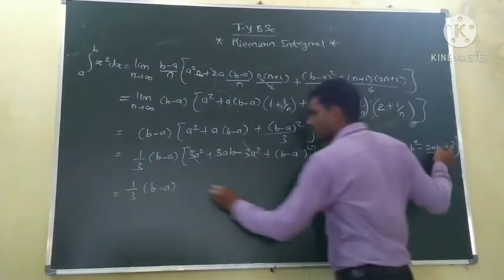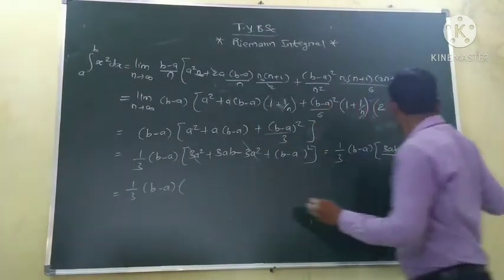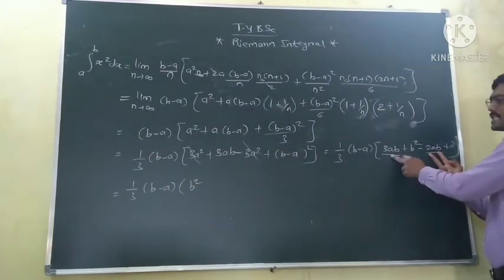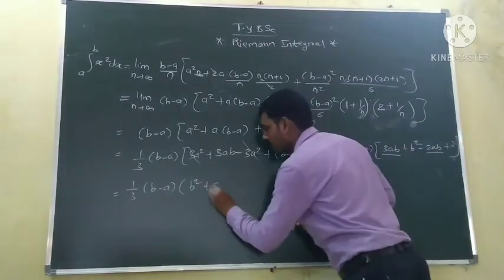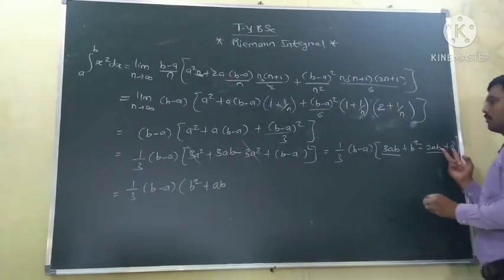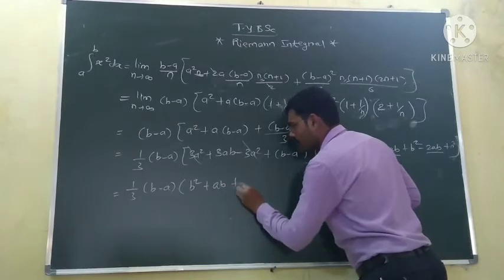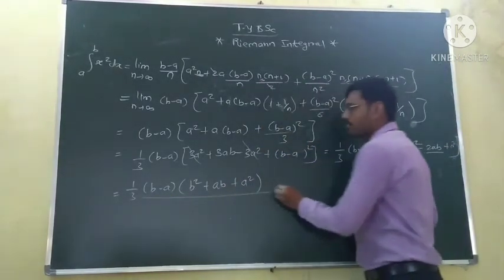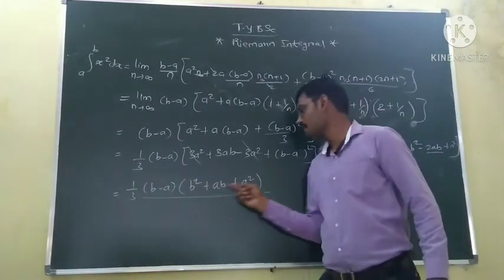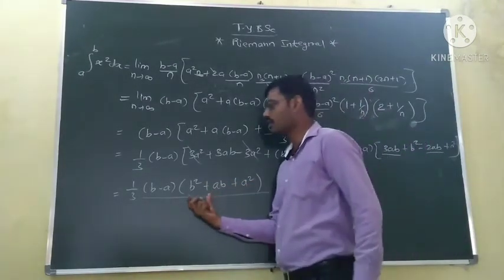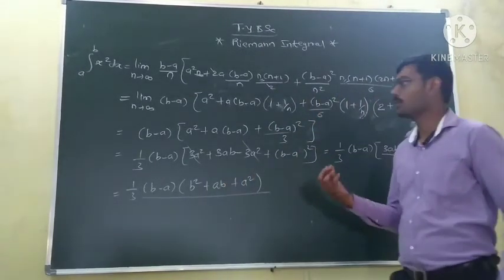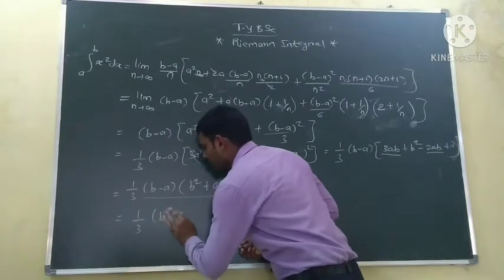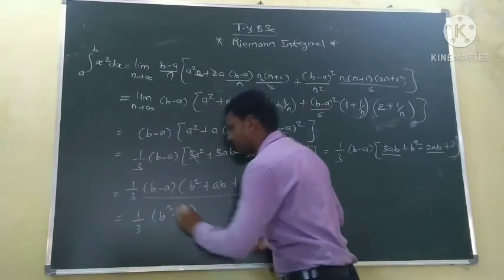So we will write b square as it is. This thrice ab minus twice ab will be equal to 1 times ab, so only ab, and plus a square. Now see this term b minus a into b square plus ab plus a square. What is this? This is nothing but the formula of b cube minus a cube. This will be equal to 1 by 3 b cube minus a cube.